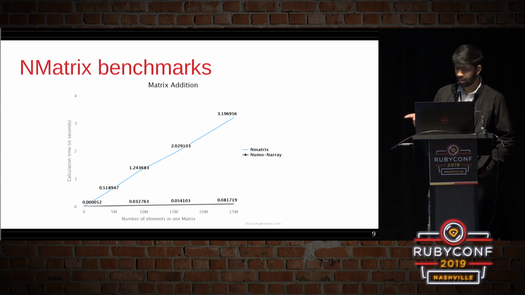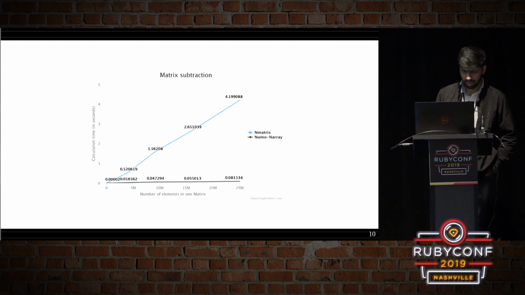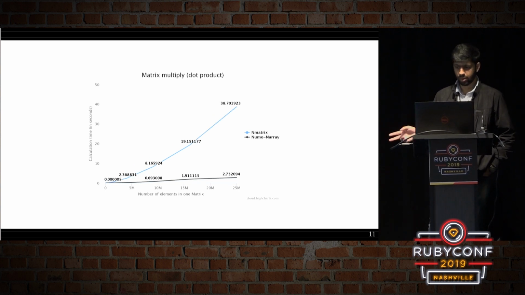These are for matrix addition, which is the element-wise addition operation. Then comes element-wise subtraction, a similar case, completely outperforming. Then the matrix dot product, same case.